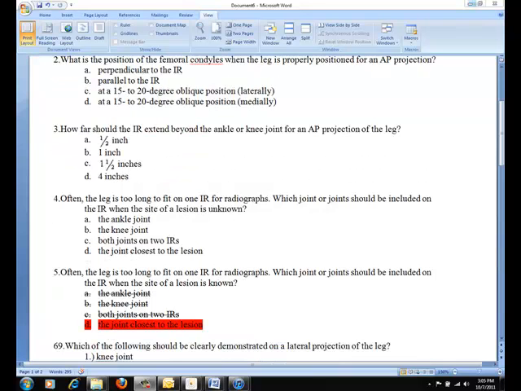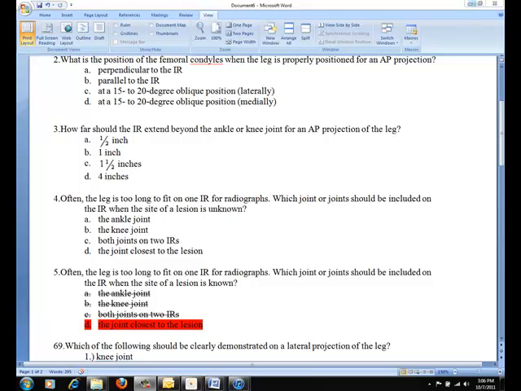Now let's break down a little more difficult question, number 5. It's kind of a critical thinking question. Often, the leg is too long to fit on one IR for radiographs. Which joint or joints should be included on the IR when the site of a lesion is known? Now we just covered the question of when the site is unknown, and I specifically stated that the ankle needed to be included with the rest of the foreleg. However, here we have to do some critical thinking. The first thing we can do is we know that it's no longer the ankle joint because that is when the site is unknown.